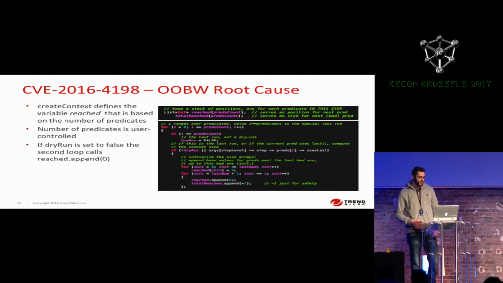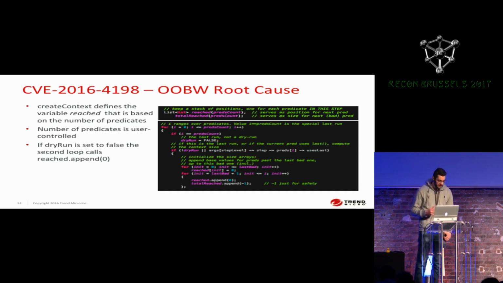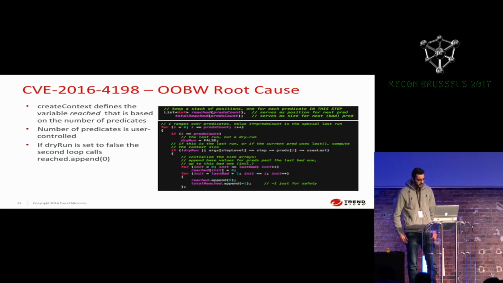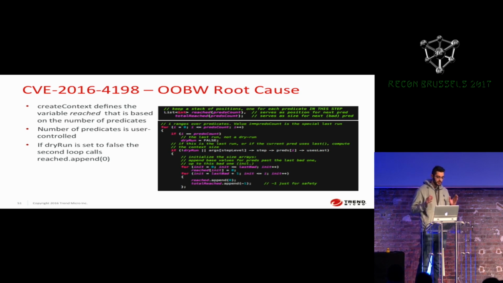This is specifically what happened inside create context. Basically, all the XPath expressions are handled inside that create context function. First, it defines a list variable called reached, and it's set to the predicates count. Predicates are things that the user can control inside XPath expressions. In this case, the preds count is controlled by the user, and later there's a call to reached append 0. So if a user defines a certain number of preds count, they will be able to trigger an integer wrap, and the value is passed to an allocation, and then we'll be able to write out of bound.